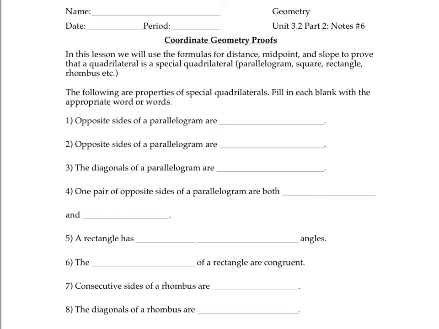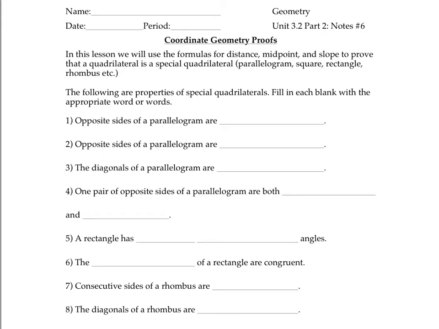Hi everyone, in today's lesson from Unit 3.2, Part 2, we're going to take a look at coordinate geometry proofs. In this lesson, we're going to use formulas for distance, midpoint, and slope to prove that a quadrilateral is a special type of quadrilateral. For example, I'm going to prove that something is a parallelogram, a square, a rectangle, a rhombus, or maybe even a trapezoid.